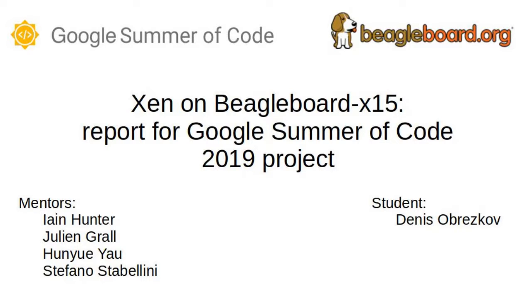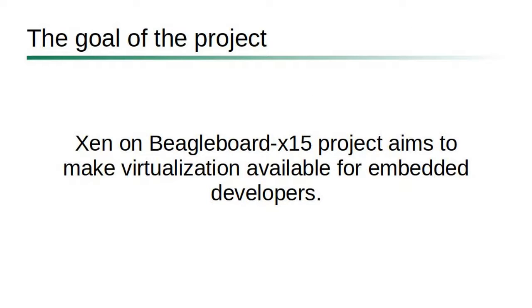Hello everyone! In this video I want to present my Google Summer of Code 2019 project called Xen on Beagleboard-x15. Beagleboard-x15 is an embedded platform with a 32-bit ARM processor of the AM57 family from Texas Instruments. It also provides users with virtualization extensions.